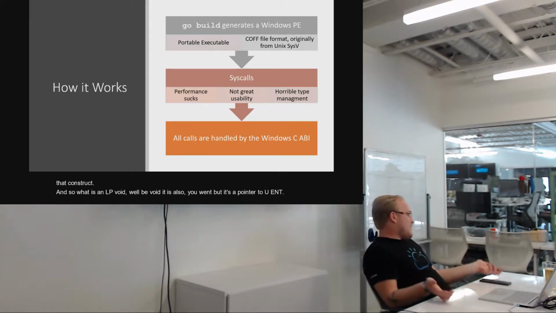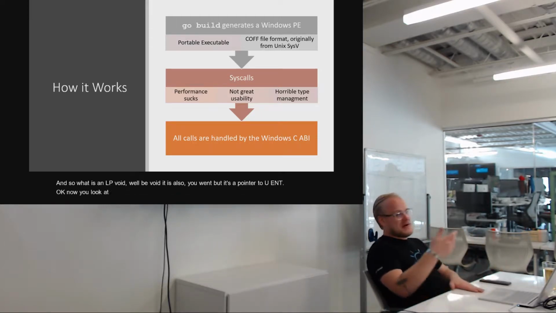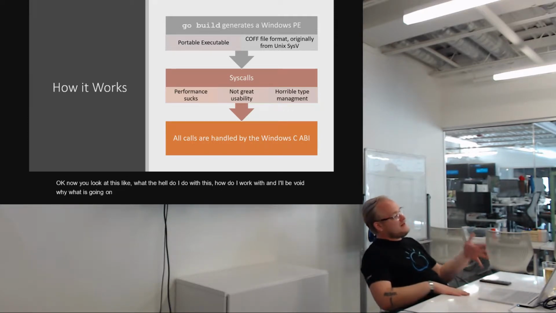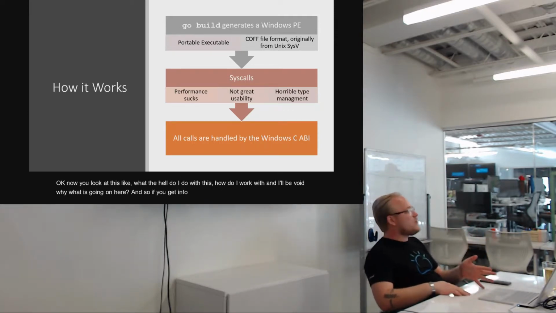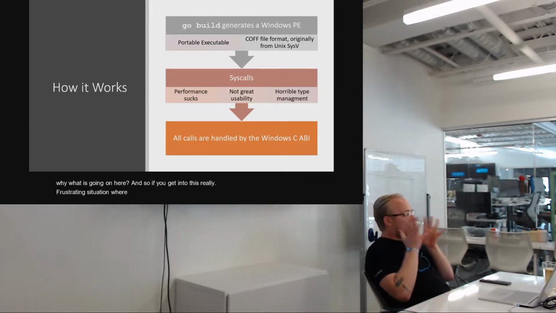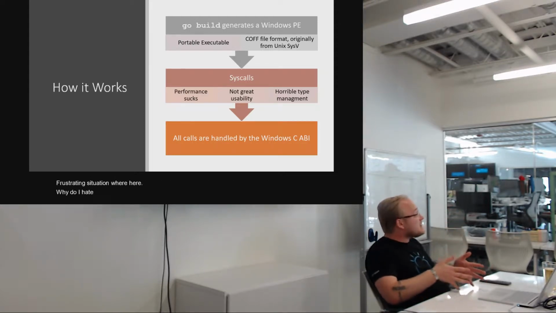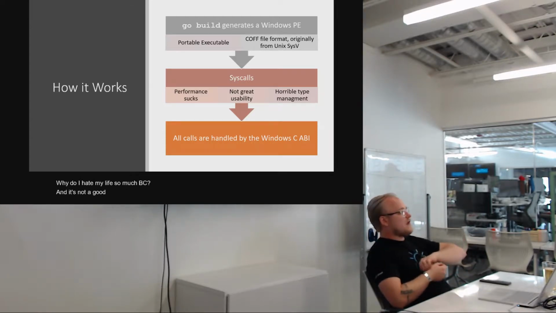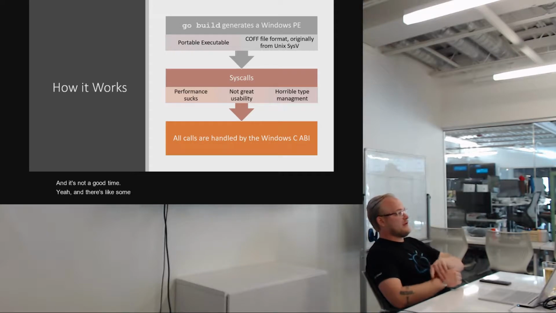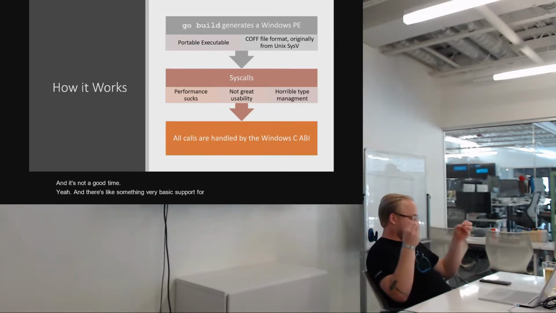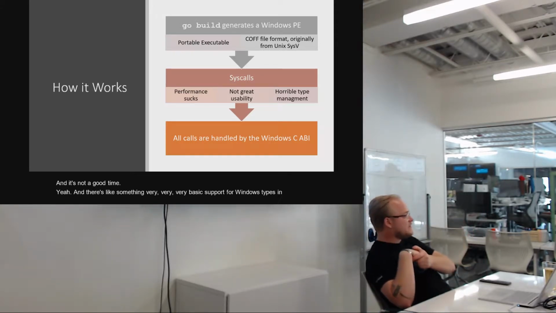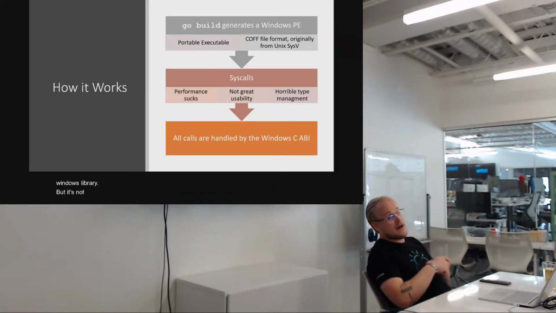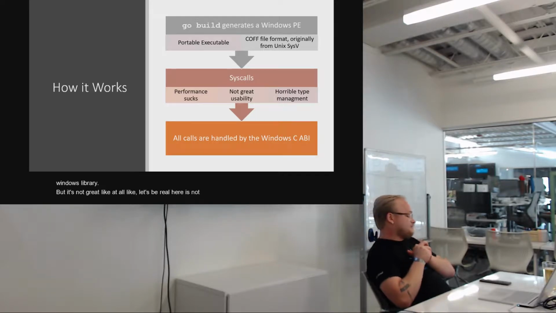Okay. Now you look at this like, what do I do with this? How do I work with an LPVOID? What is going on here? And so you get into this really frustrating situation where you're like, why do I hate my life so much? It's not a good time. There's some very, very basic support for Windows types in the x/sys/windows library, but it's not great at all. Let's be real here, it's not great. So you have a bad time.